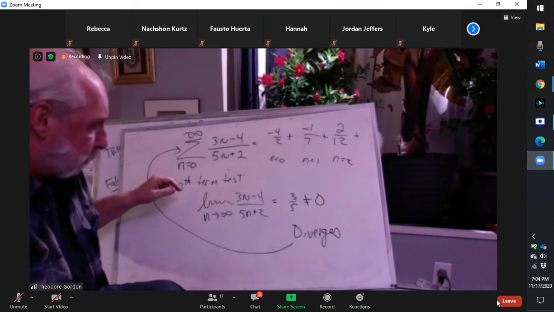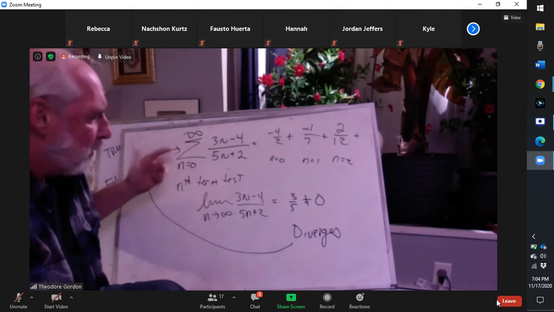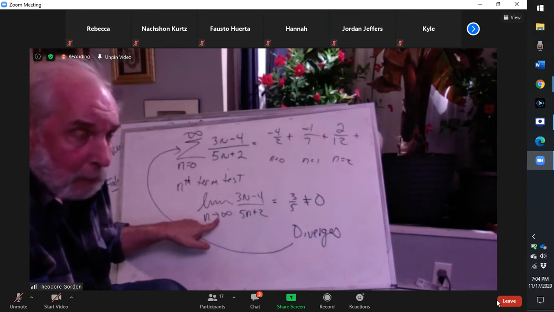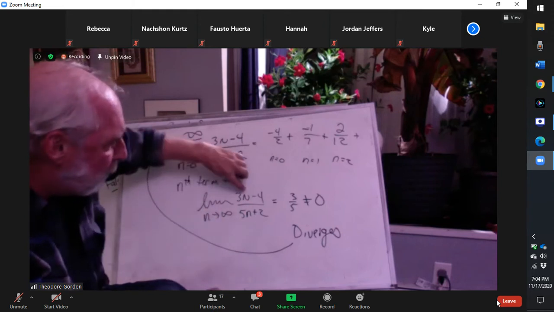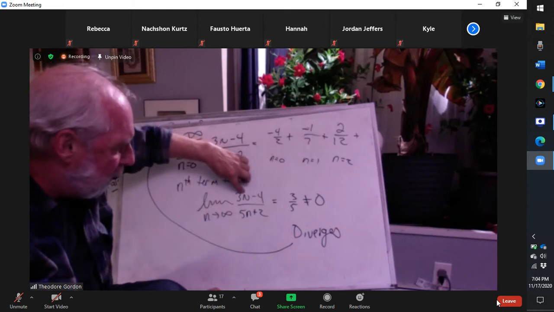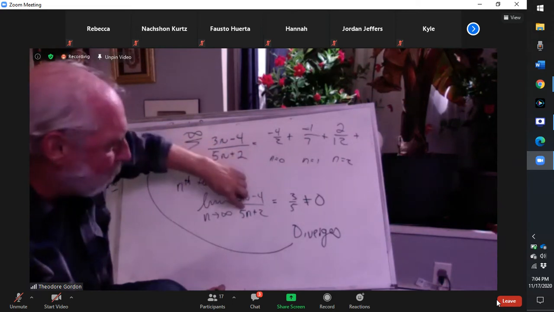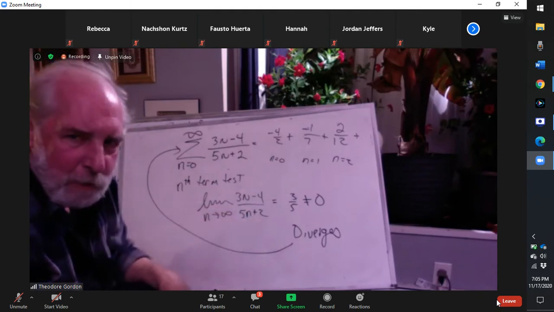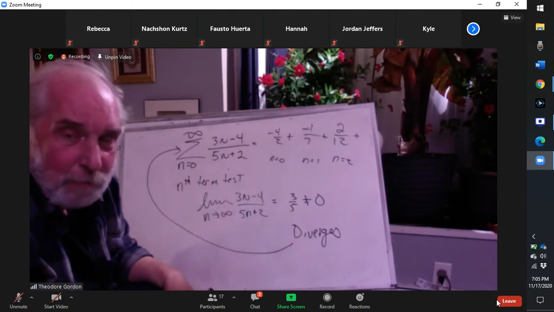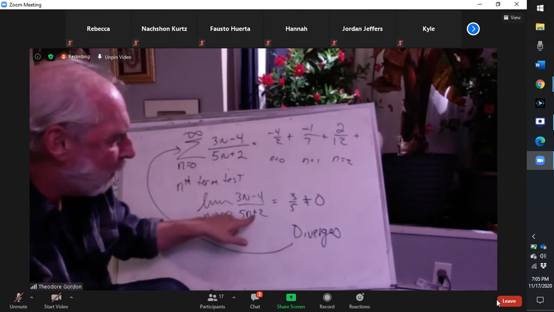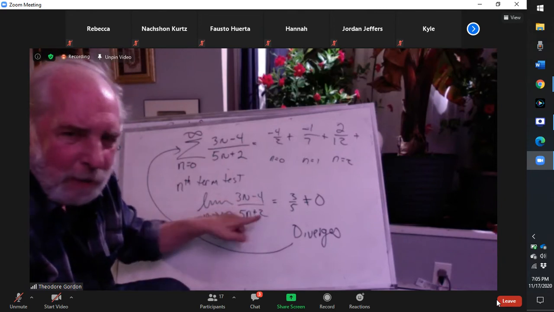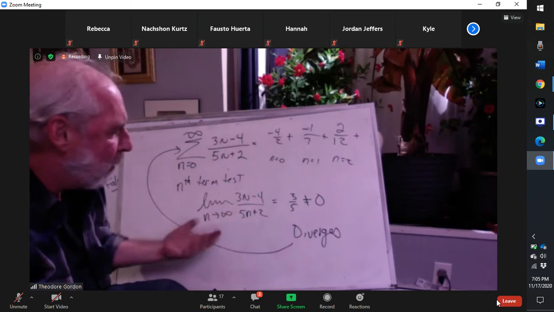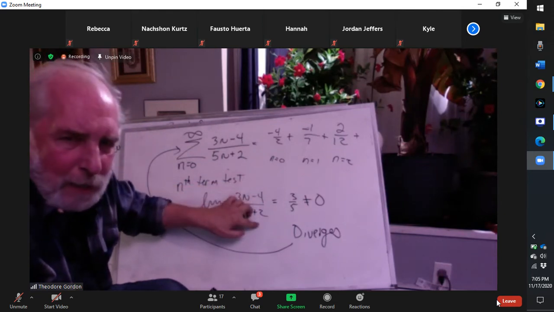Now here, instead of using L'Hopital's rule, we could think of it this way. As n gets really huge, I mean really big, like a trillion. If you put a trillion in here, you get 3 trillion minus 4 over 5 trillion plus 2. But is 5 trillion plus 2 really different than 5 trillion? As n gets big, do this minus 4 and plus 2 really contribute anything at all? Not really. As n gets bigger and bigger, these constants just become meaningless.